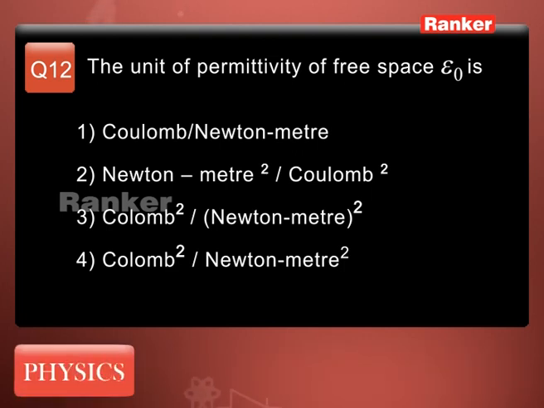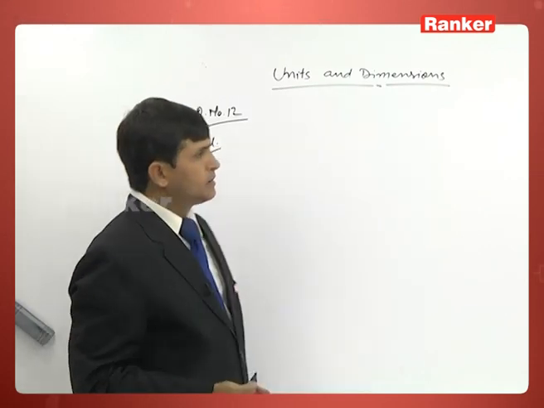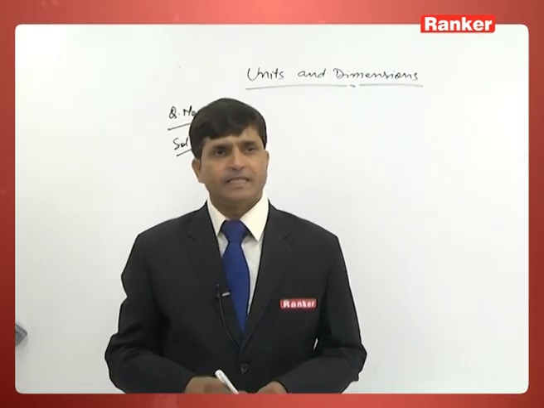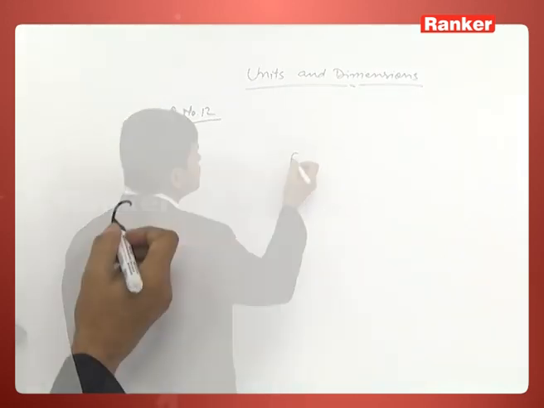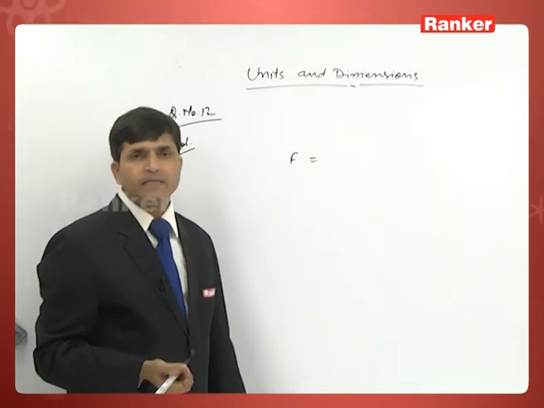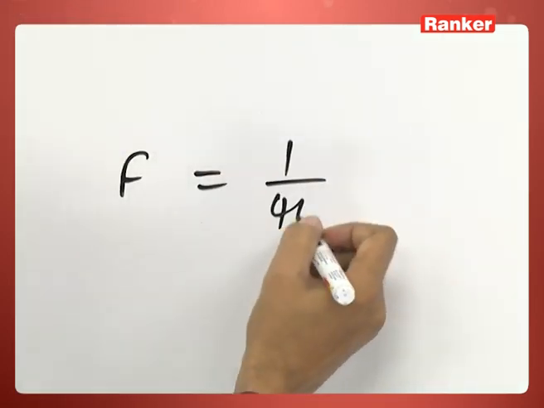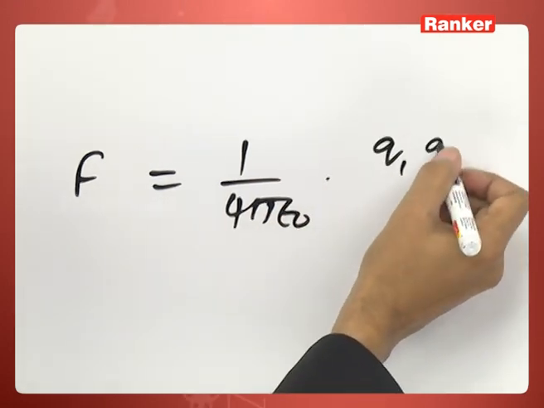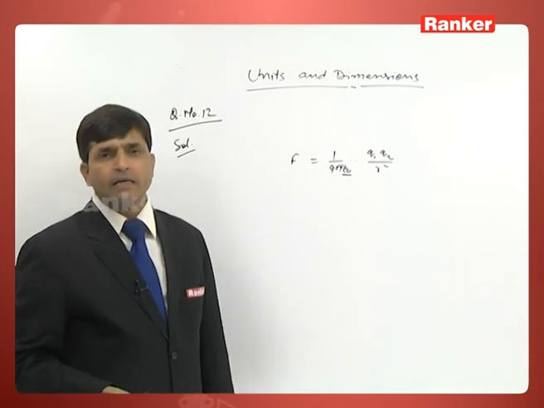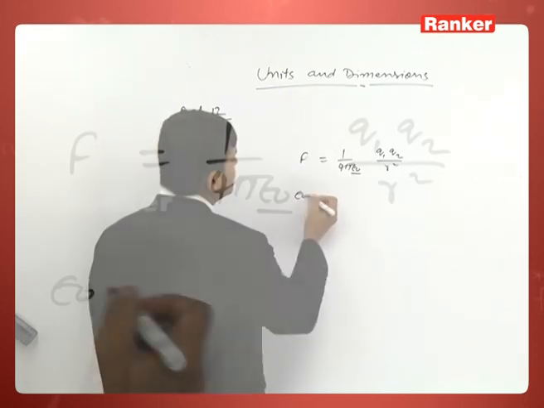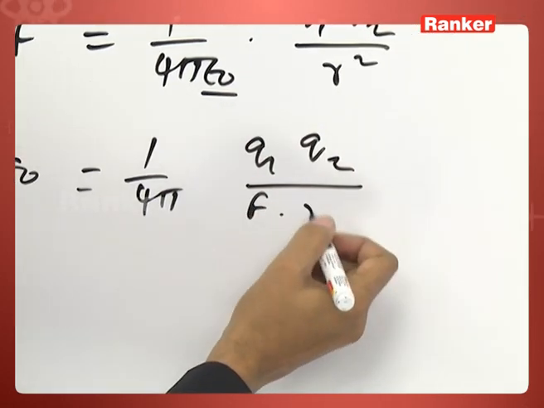So now check it. We have to find the unit of electrical permittivity in free space. One relation we have related to electrical permittivity: when two charges are kept at a certain distance, the force of attraction or repulsion between them is given as 1 by 4 pi epsilon naught Q1 Q2 by R square. Here epsilon naught is the electrical permittivity. So epsilon naught can be written as 1 by 4 pi, Q1 Q2 by F into R square.